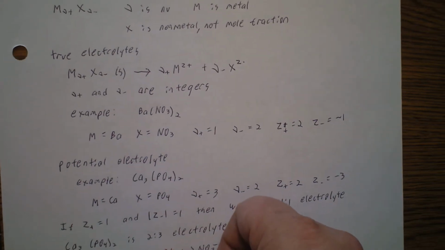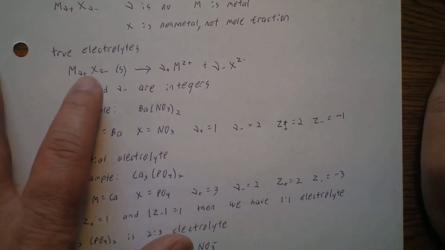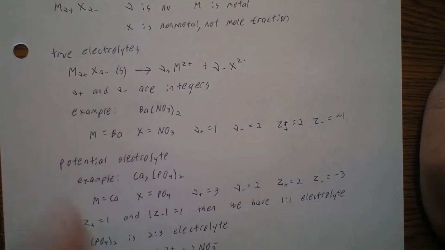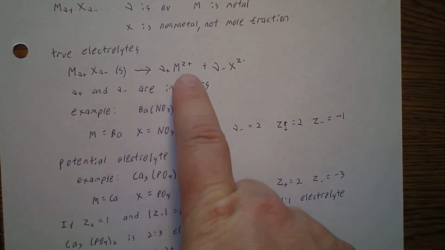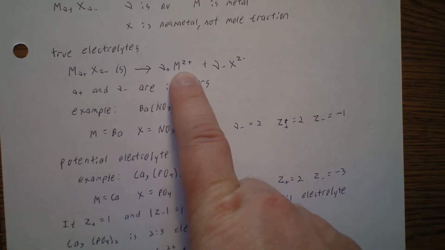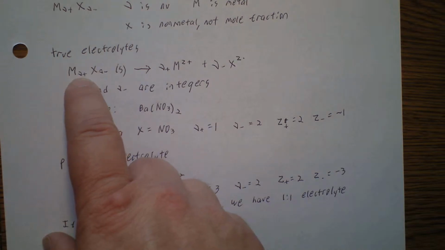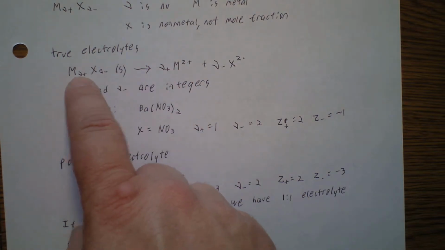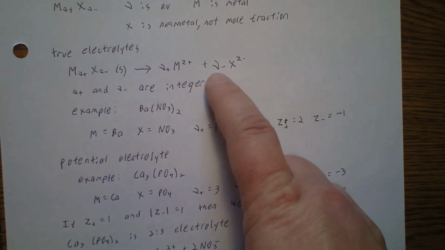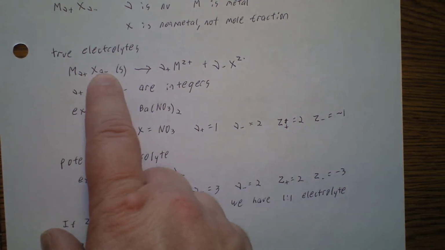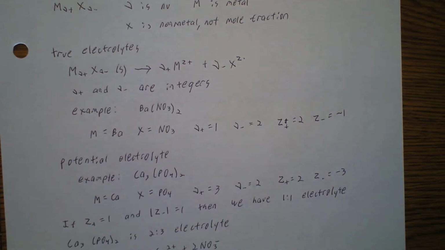Now let's talk about true electrolytes. Then we have the metal with nu plus, and the non-metal with nu minus in the solid state. Then that's going to go to the metal, and how many of them depends on the subscript. If it had 3 of them, then it'd be 3 of those. If there's just 1, there'd be 1, etc. And whatever the subscript was for the non-metal, if it was 3, we'll have 3 of those. If it was 2, we'll have 2 of those, etc.